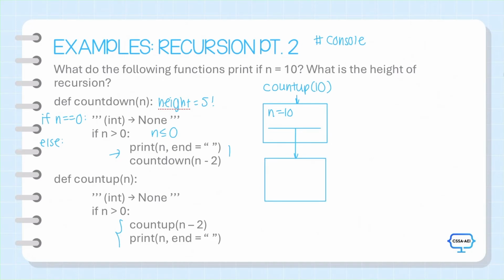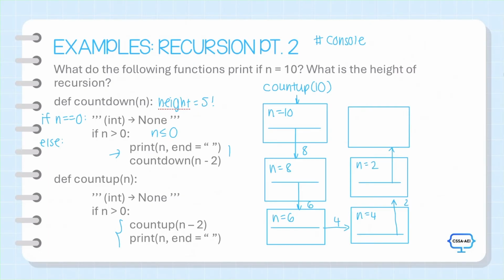I'm going to call count up 8. So we're going to keep going until we reach our base case, which is when n is less than or equal to 0. So we finally reached n equal to 0. Now the base case is satisfied, and this condition is not true, so we're not going to go in here. We're just going to go back down. We're not doing anything this time around, so we're going to go back down.